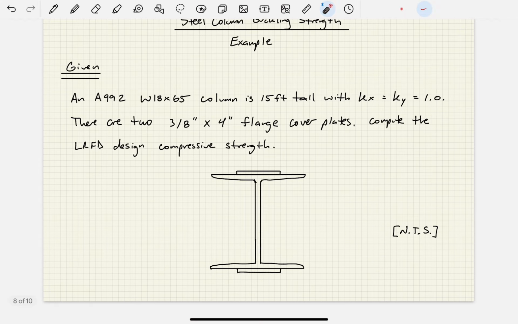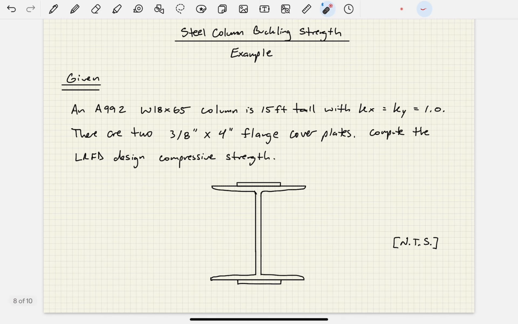So in this little figure we're given here, we see that W18 by 65. I'm going to go ahead and sketch that on there. This is our W18 by 65, and then we see the two 3/8 by 4-inch cover plates. So this is our 4 inches, and then of course this plate thickness right here is 3/8 of an inch, and you have one on this flange and you have an identical plate on the other flange.